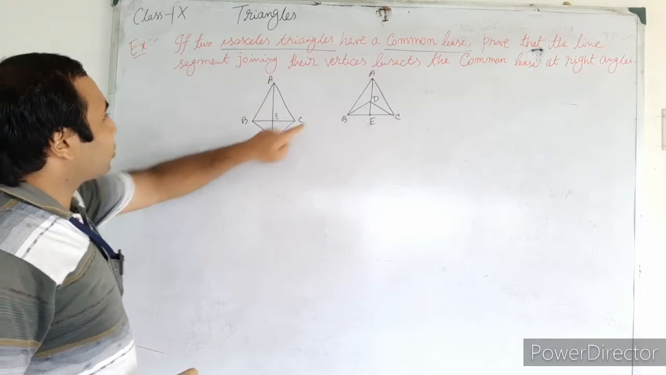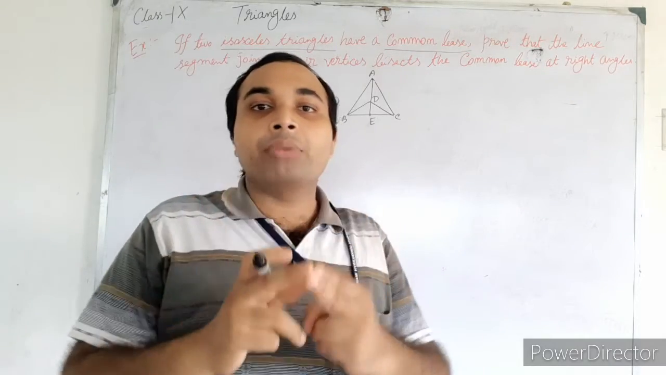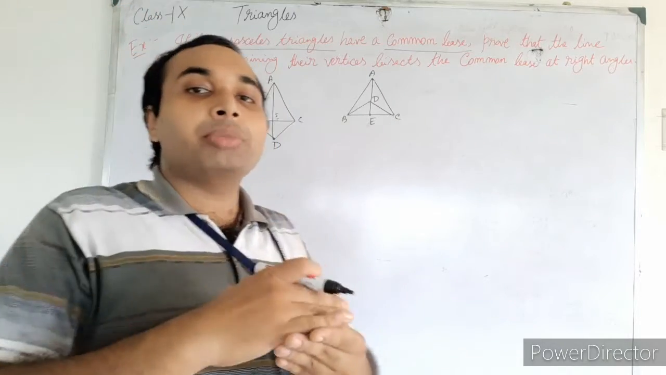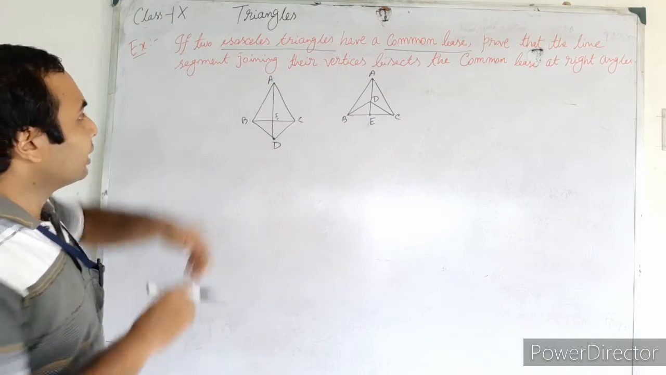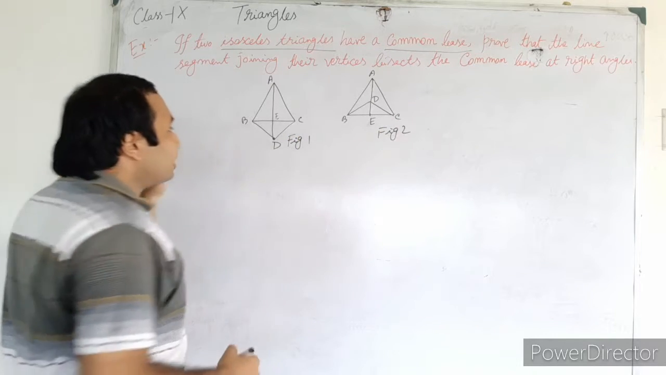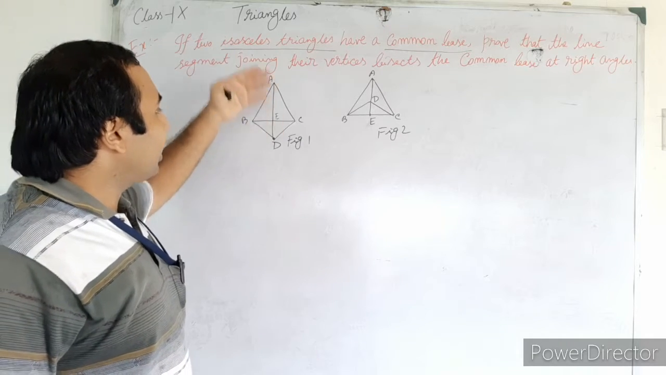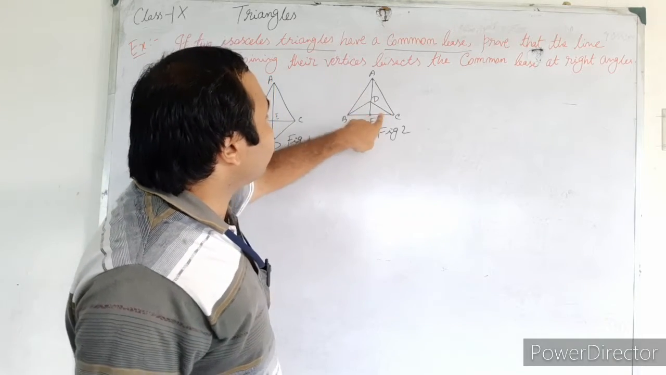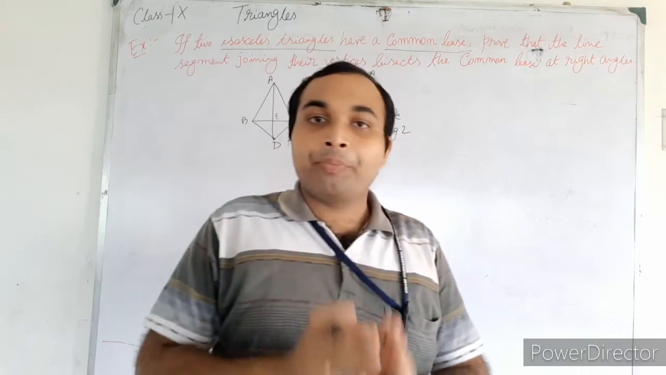So here I have drawn two diagrams. Why two diagrams? Because there is a possibility that the triangles can be on one side of the common base, or they can be on two sides of the common base. Here this is figure 1, and this is figure 2. In this figure BC is the common base, and triangles ABC and DBC are on opposite sides of the common base. And here BC is the common base, and ABC and DBC are on the same side of the common base. So we will consider both figures.